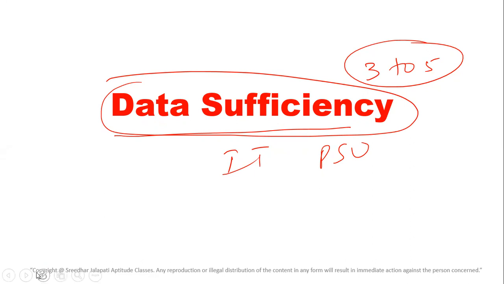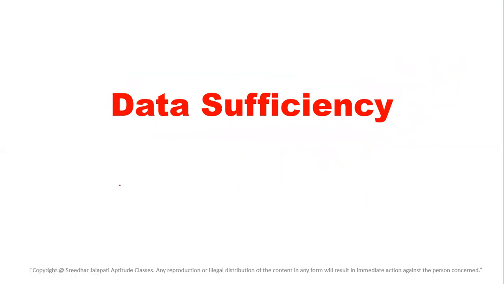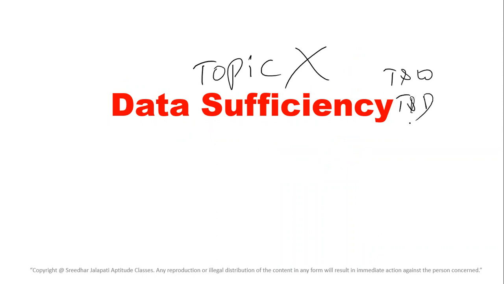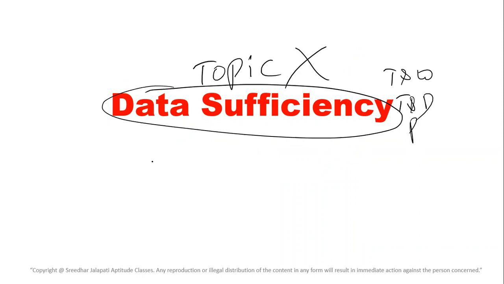Let us start. Why is this data sufficiency topic so important in exams? First of all, I would like to tell you that this is not actually a topic like any other topic, such as time and work, time and distance, percentages, or any other topic in aptitude. You need to understand that data sufficiency is a different way of asking the questions.